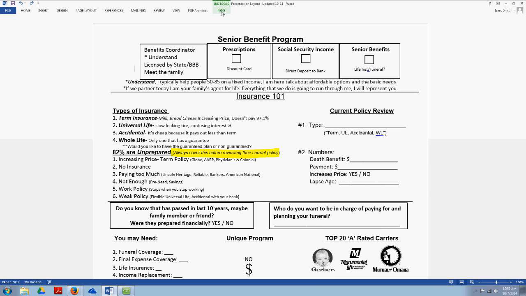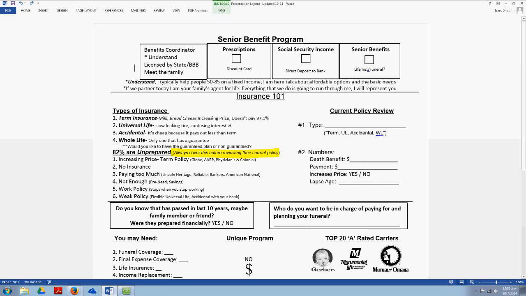First thing I want you to understand is I typically help people that are 50 to 85. Most of the people I visit, Ms. Johnson, they are usually on a fixed income, Social Security, disability. I start nodding my head, and almost always they say, yeah, that's me. They're usually on a fixed income, Social Security, disability. I'm here just to talk to you about the affordable options and some of the basic needs, okay?